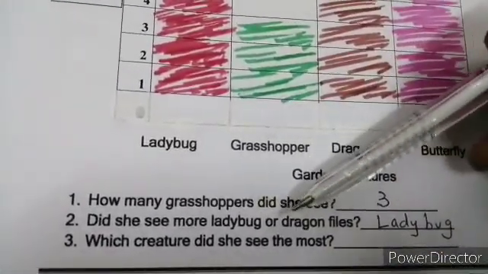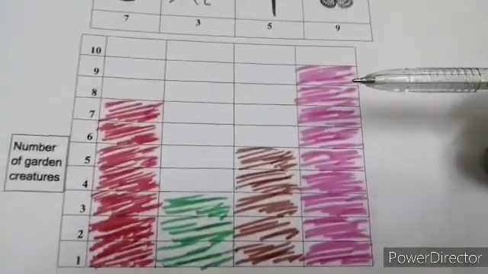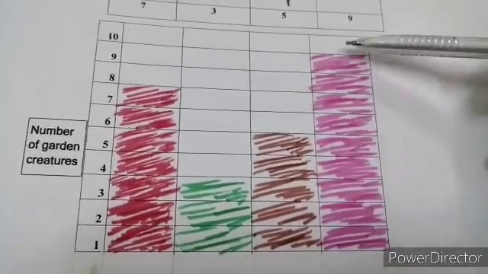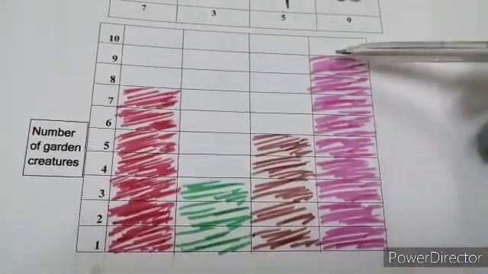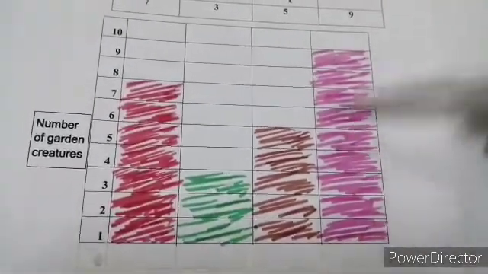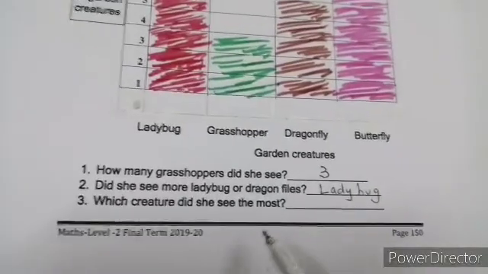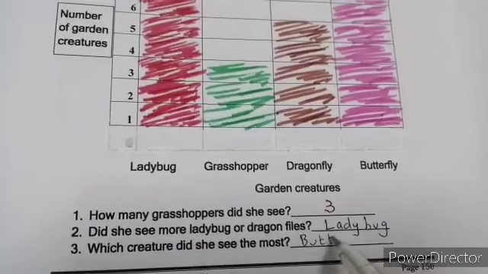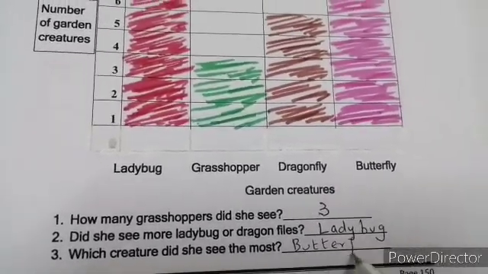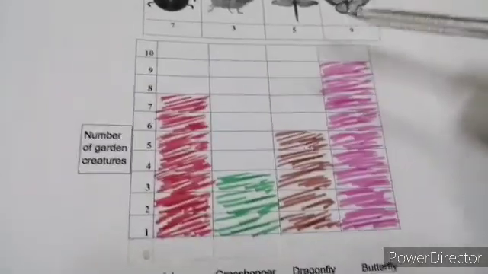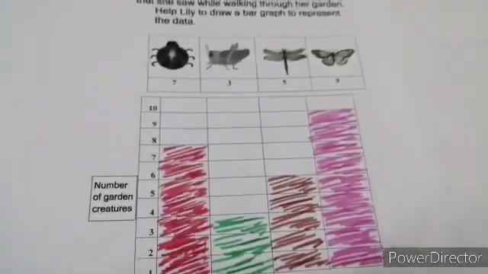Which creature did she see the most? The most means what? The greatest, the most. That means which is the tallest bar in this graph. Which is the tallest bar in this graph? That is butterfly. It is 9 butterflies are there. It is the tallest bar and that is what she saw the most. Right, butterfly. This is how we can draw the block graph if they have given the data, and we can also answer the questions.